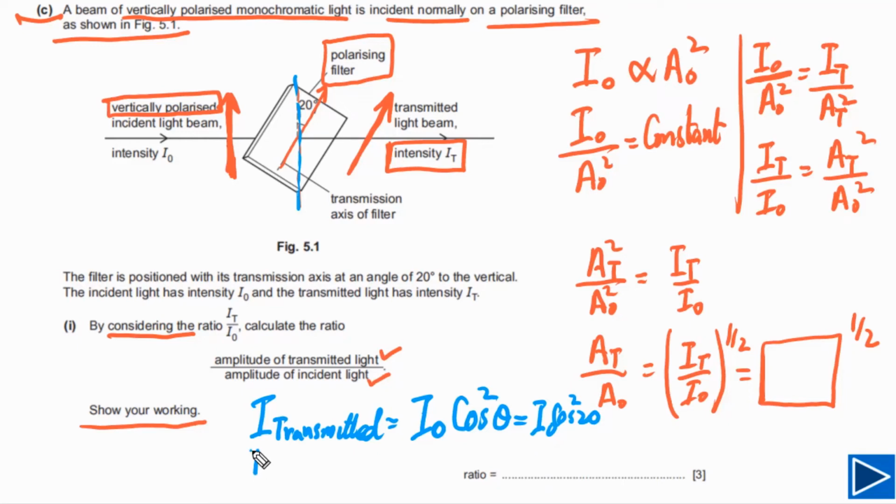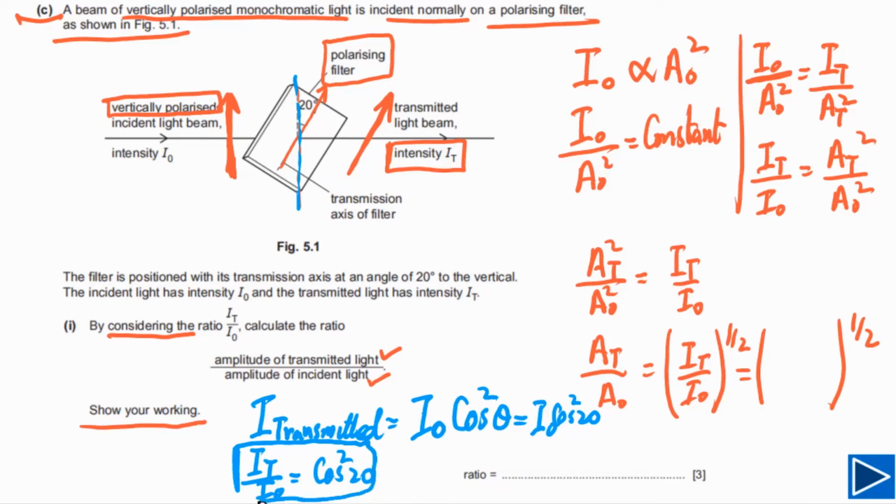So we can say this is cosine square 20 degrees. Now from here we can write down IT over I naught. This is equal to cosine square of 20 degrees. We can solve this one and we can find out the value of this. Now we have found the ratio between IT over I naught, so simply we will plug in here. So IT over I naught is equal to cosine square of 20 degrees.